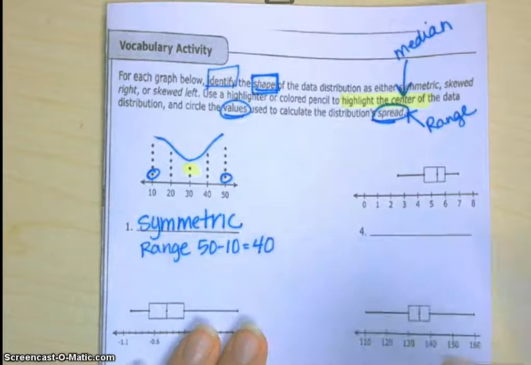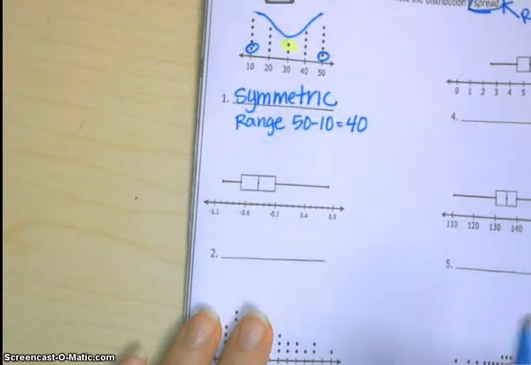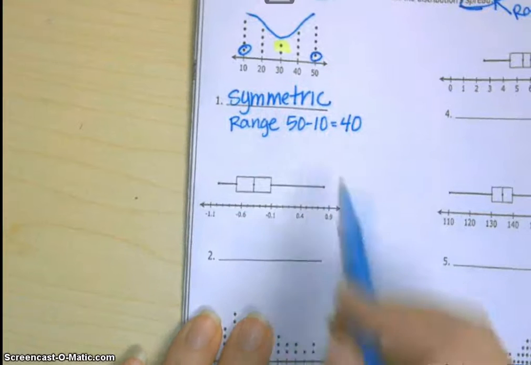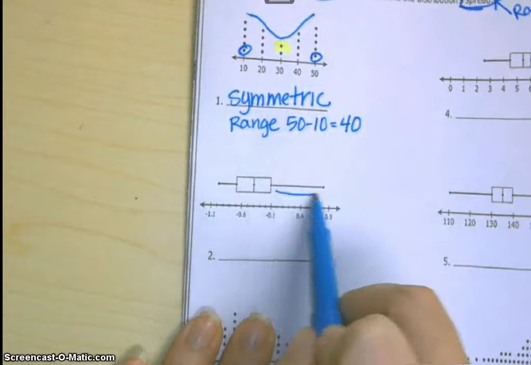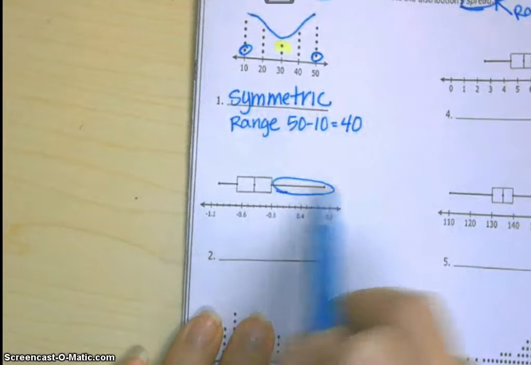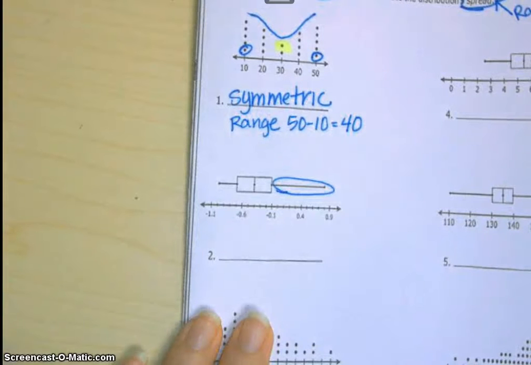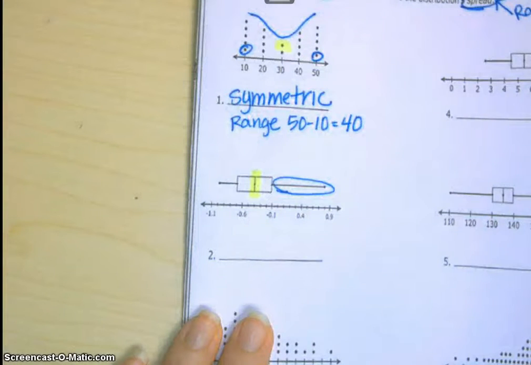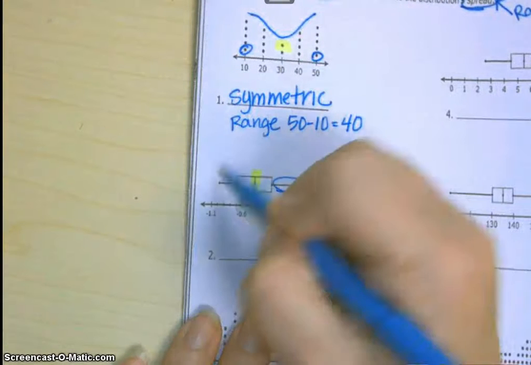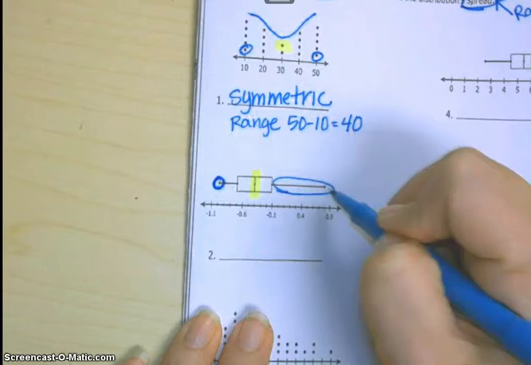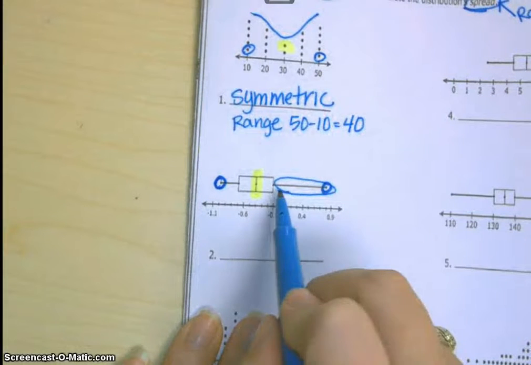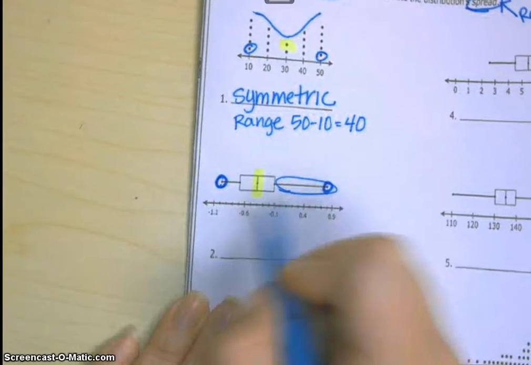All right, so let's look at number 2. I'm going to do this one with you too. This one is actually a box plot. So if I look over here, I notice I have a really big whisker. Okay, well, let's go ahead and follow the directions. Let's highlight our median. Remember, the median or center is always that middle piece. Then it says to circle the values that are going to help me with my range. So this value and this value. Well, I have that long right whisker, so it's going to be skewed right.